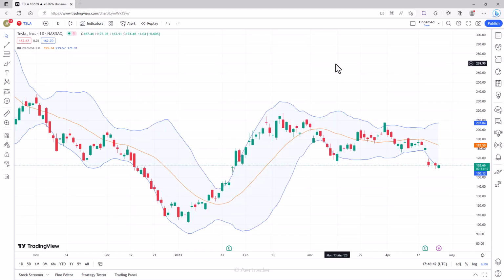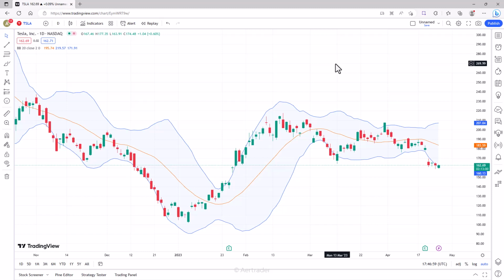Here we have the Bollinger Band plotted on a candlestick chart. The blue lines are the upper band and lower band, and the orange line in the middle is a 20-day moving average. The upper band and lower band are 2 standard deviations away from the 20-day moving average.